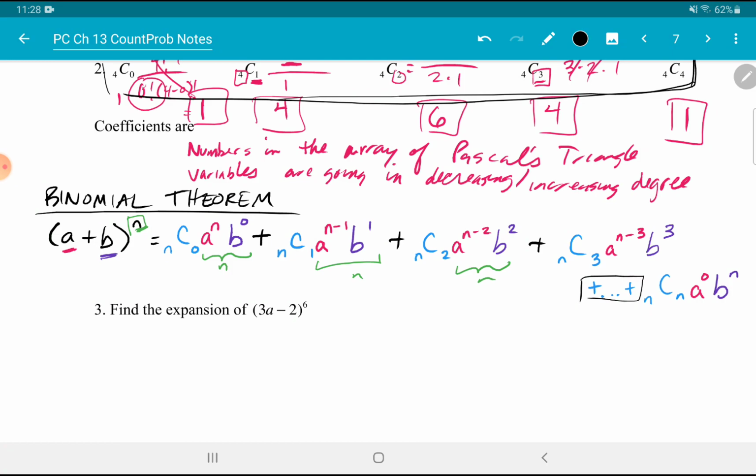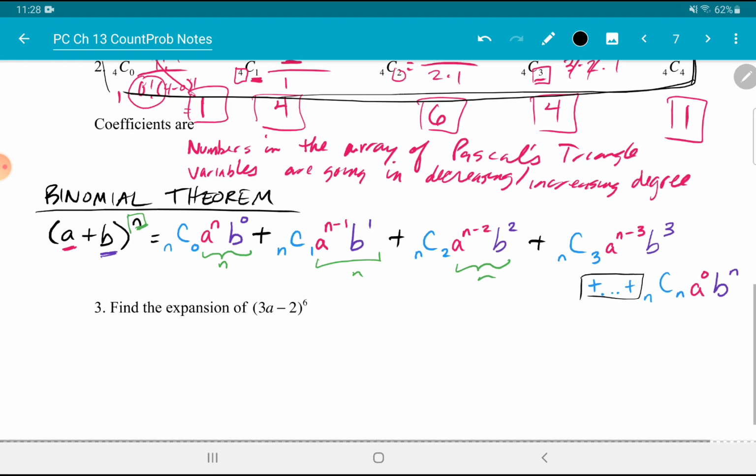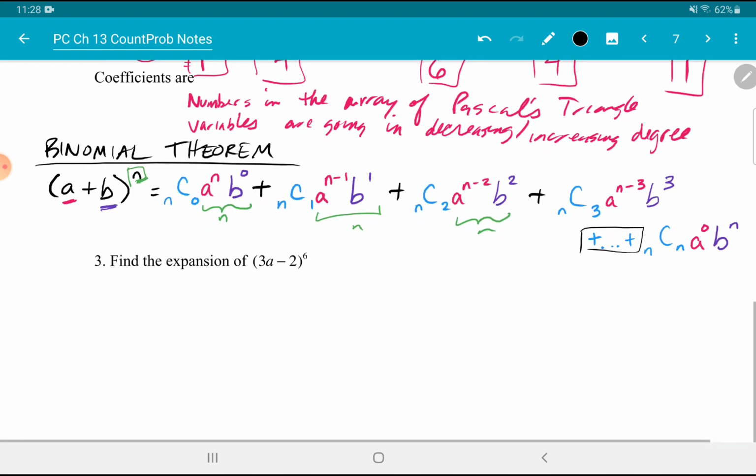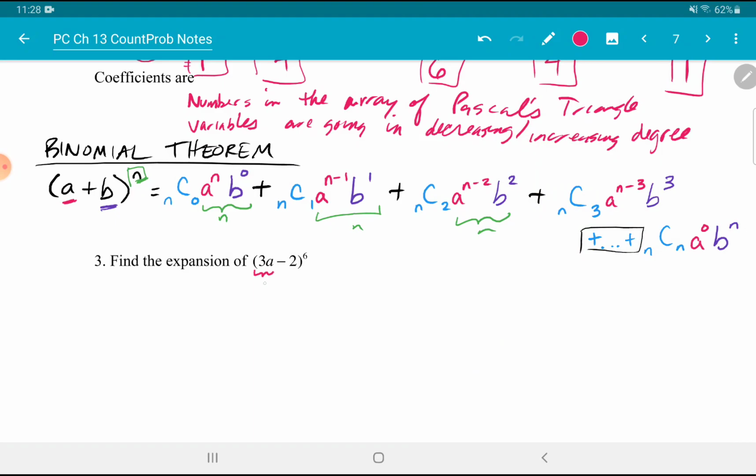So let's go ahead and do an example, okay? Let's take a look at number 3 here. Find the expansion of 3a minus 2 to the 6th power. So what I notice here, I'm going to go ahead and classify this. I know that my 3a is going to represent my first term. Again, I know that there's an a variable here, so let's just call that an a variable.